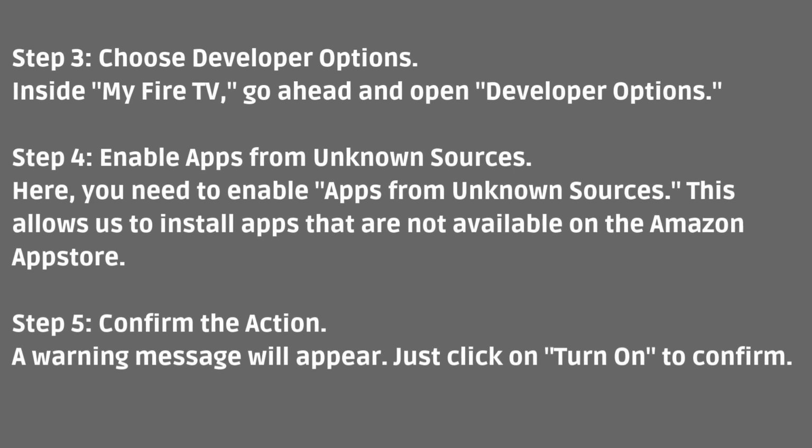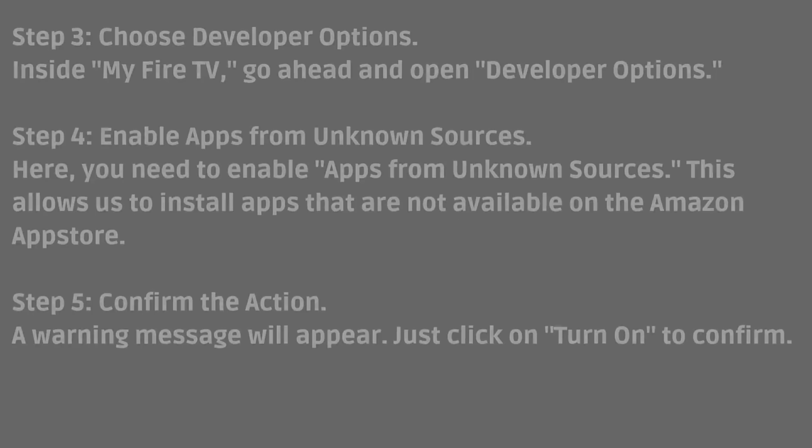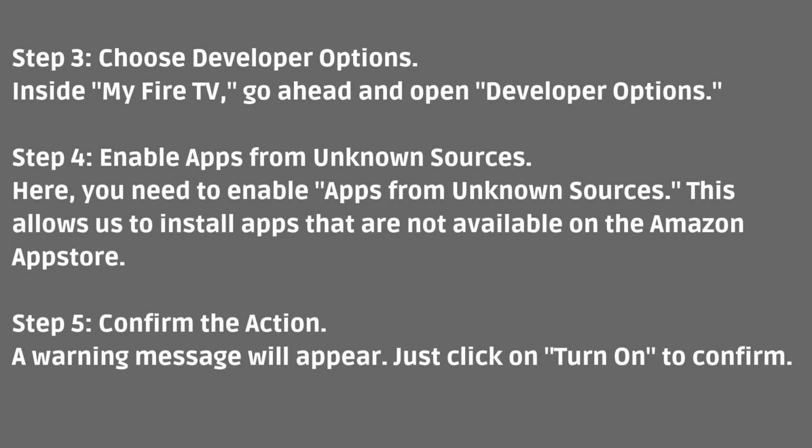Step 3. Choose Developer Options. Inside My Fire TV, go ahead and open Developer Options. Step 4: enable apps from unknown sources. Here, you need to enable apps from unknown sources. This allows us to install apps that are not available on the Amazon App Store.